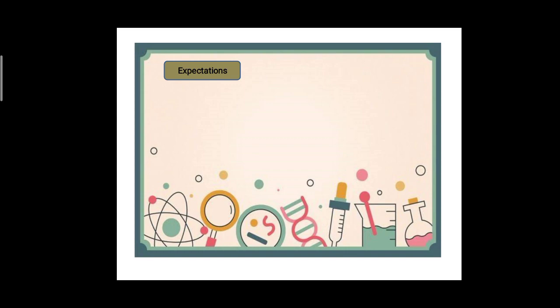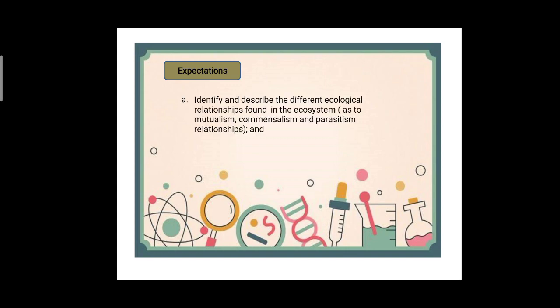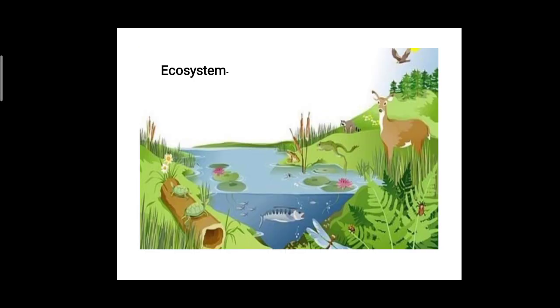Specifically, you will learn to identify and describe the different ecological relationships found in the ecosystem, as to mutualism, commensalism, and parasitism relationship, and describe the role of the participating organism in every type of relationship, as to predation and competition. So, as we recall our topic last week, we discussed about the ecosystem.